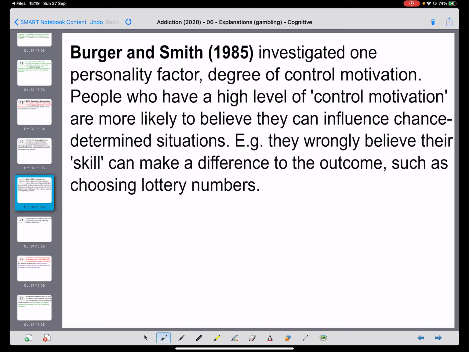Just to support this, Berger and Smith looked at a particular personality factor. In other words, they're saying that some individuals have specifics about their cognitions that make them different. And they had this factor called control motivation. In other words, they wrongly believe their skill can make a difference to the outcome. So you can see a gambler who says, "No, I'm better at this." I used an example in class where I've been playing a board game and somebody's literally taken the dice out of my hand, implying that I don't know how to throw a dice, but they do. And that does sound ridiculous because throwing a dice is down to chance.